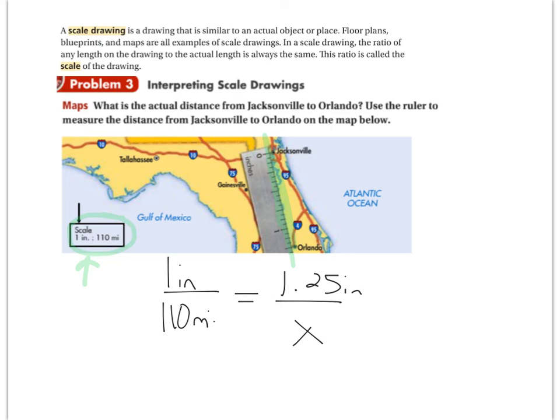Next is our cross multiplication. We've seen this a lot. So 1 times x gets me 1x. And then over here, I've got to do 110. Sorry, guys. Looking for my calculator. I've got to get 110 times 1.25. So that comes out to give me 137.5. So that's it. We have 1x equals 137 miles.